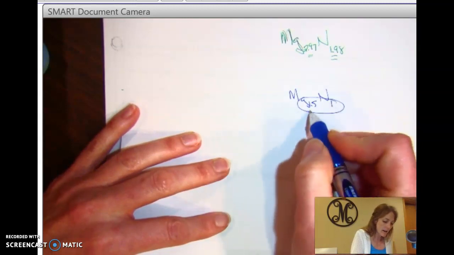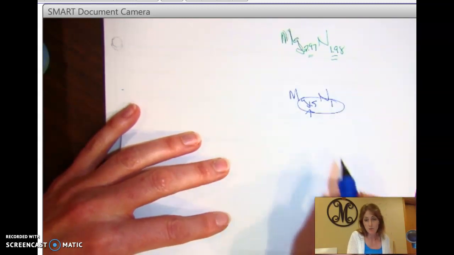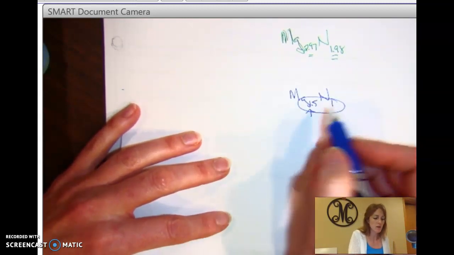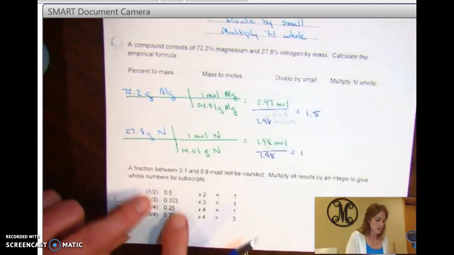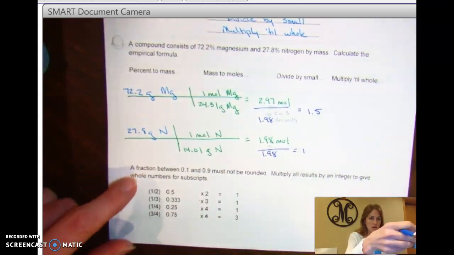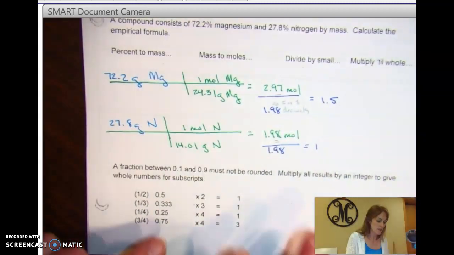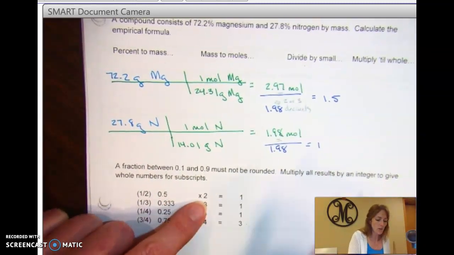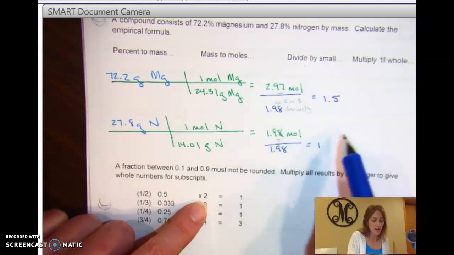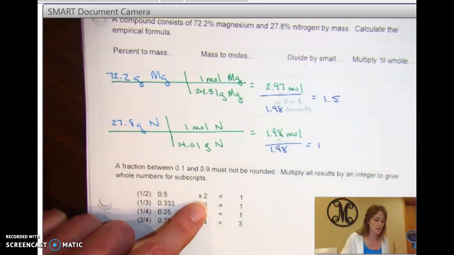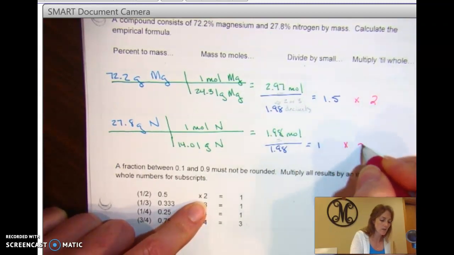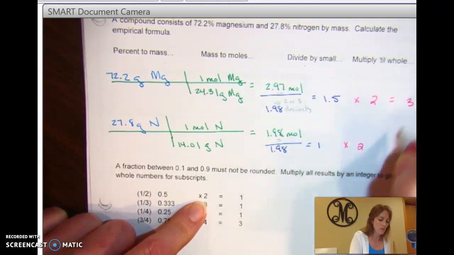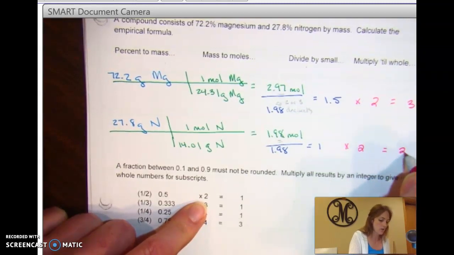We've never had decimals for subscripts, so we need to get rid of the decimal. So we're going to multiply till we have all whole numbers. There's a little cheat sheet down here for you. If it ends in 0.5, you're going to multiply everybody by 2. In this case, one of them does end in 0.5, so whatever we do to this one, we have to do to this one. So we have 3 and we have 2 here.